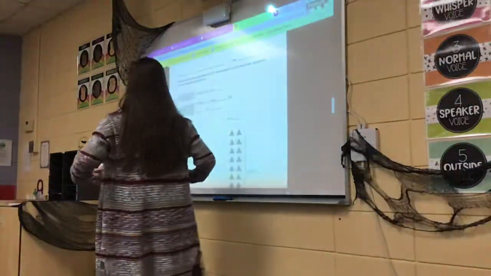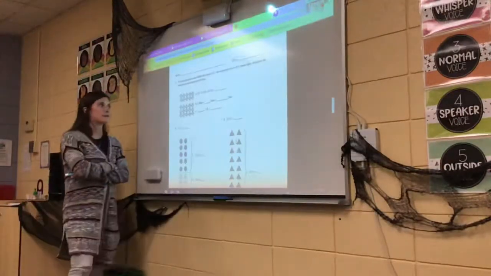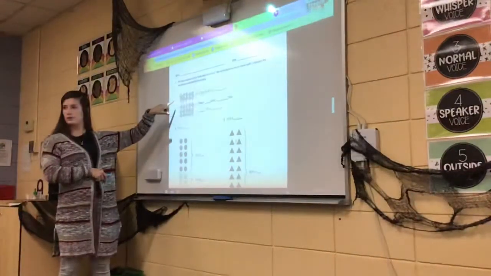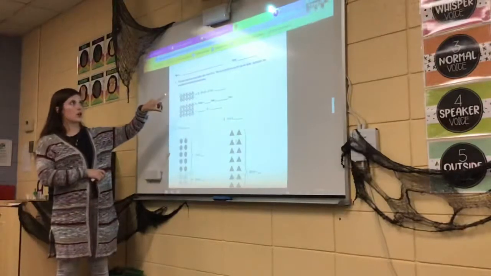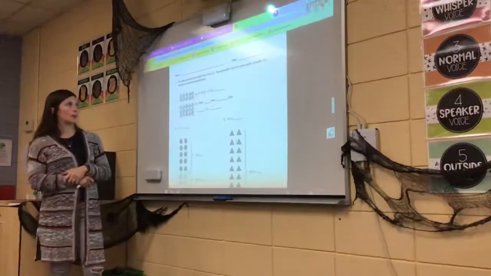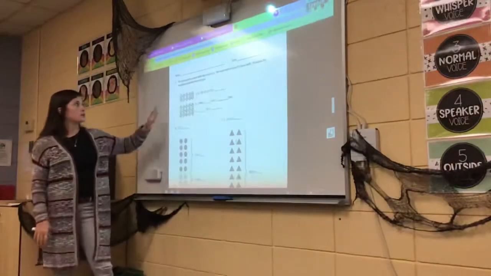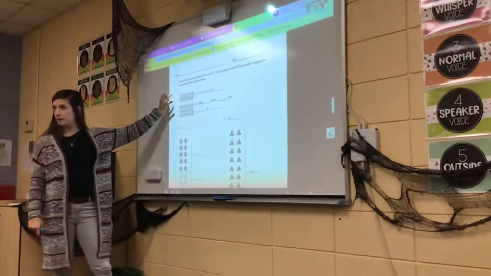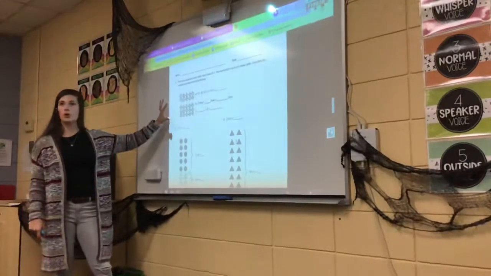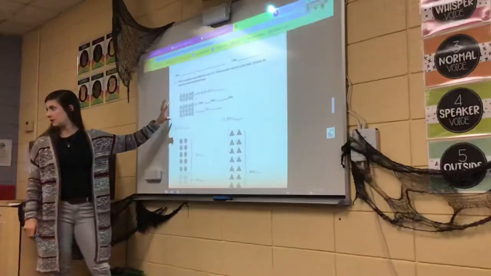So the team organizes soccer balls into 2 rows of 5. So here's our 2 rows of 5. Okay? And the coach adds 3 rows of 5 soccer balls. Complete the equations to describe the total array. So the team has 2 rows of 5, and coach adds 3 more rows of 5. Everybody see that?